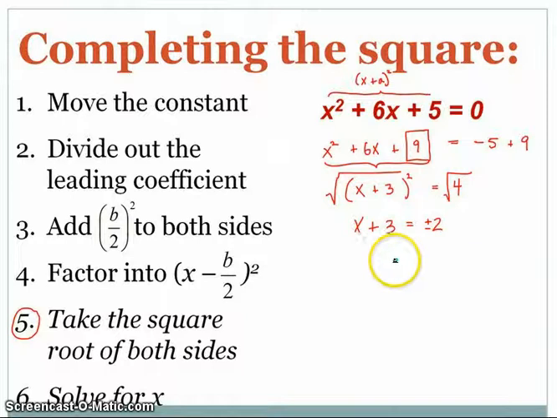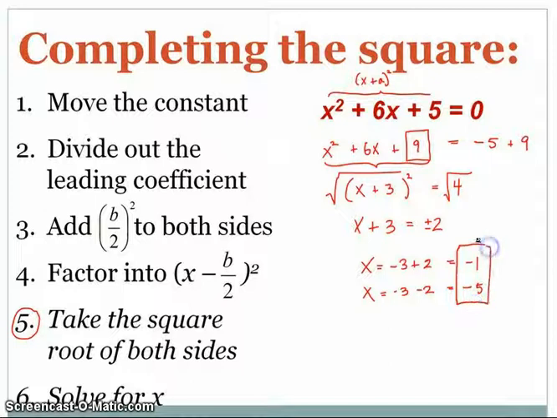So what do I do with this? Well, I have one answer that looks like this, x equals negative 3 plus 2. And I have one answer that looks like this, x equals negative 3 minus 2. Here x is equal to negative 1, and here x is equal to negative 5. I hope these look familiar because they're the same two solutions we got when we factored and used the zero product property and when we graphed this equation. So we've solved for x, and this is completing the square.